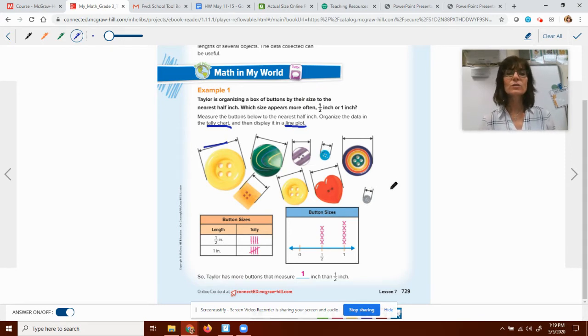So they wanted you to organize them to the nearest half inch. I show this on my line plot with my x's that I have 4 buttons that I show over the 1/2 inch, and I have 5 over the 1 inch. All right, let's go to the next page.